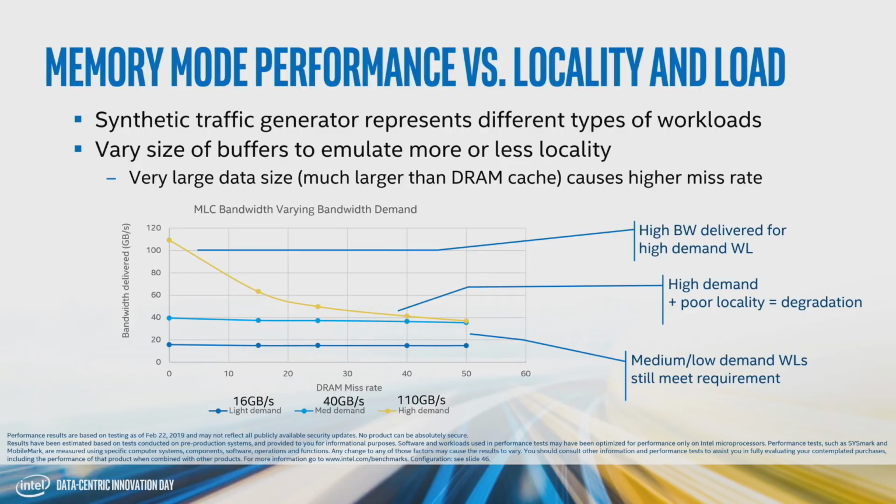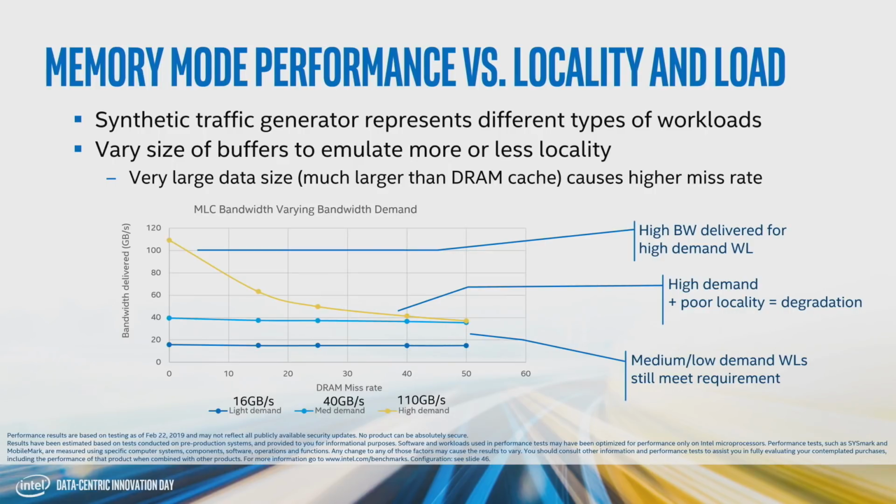Looking at the two blue bars, the dark and the light blue bar, those mimic a workload that has a light or a medium demand. The bottom line is 16 gigabytes per second, the top is 40 gigabytes per second. And then we varied the size of the buffer that we're accessing to force different miss rates.